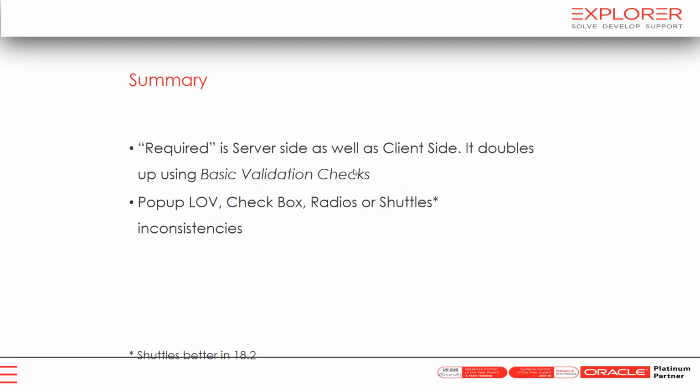Just a recap. We've learnt from that the required is server-side as well as client-side, and it actually doubles up using this basic validation checks which we saw in the debug. So there are other inconsistencies, not only pop-up LOV but also checkbox, radios and shuttles. Shuttles, I should say, are better in 18.2, where the validation appears in red on the selected side, which of course, if it's null, there are no selected values, and so there's plenty of space for that red text to appear.